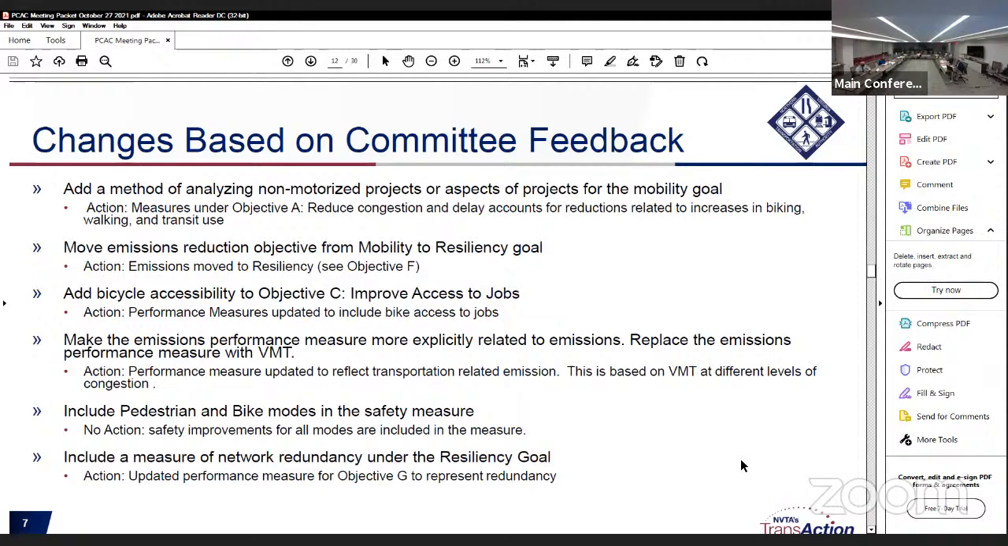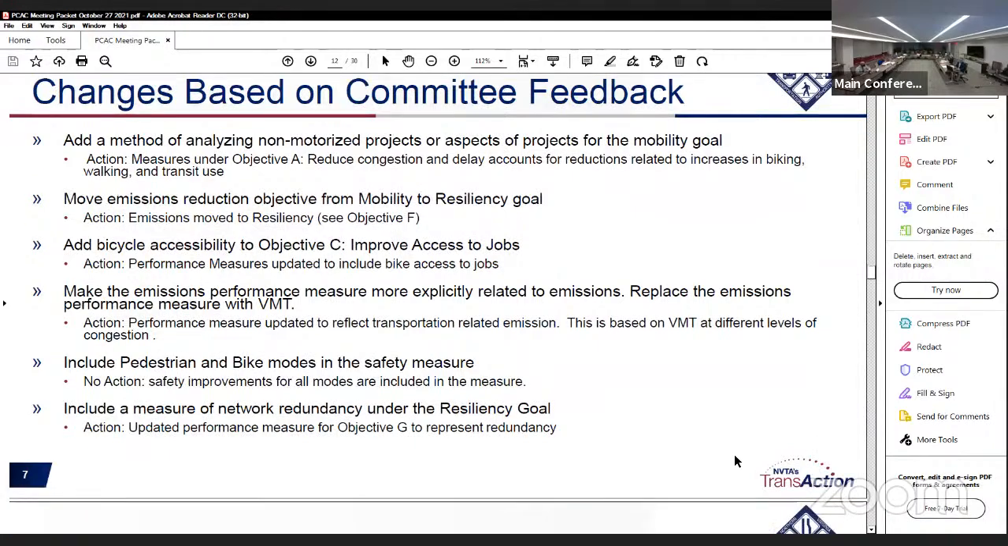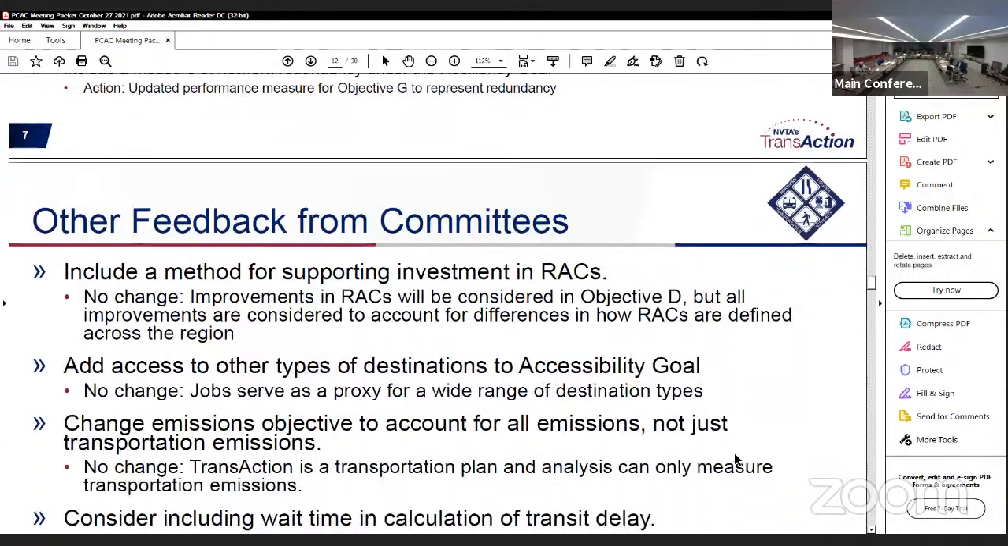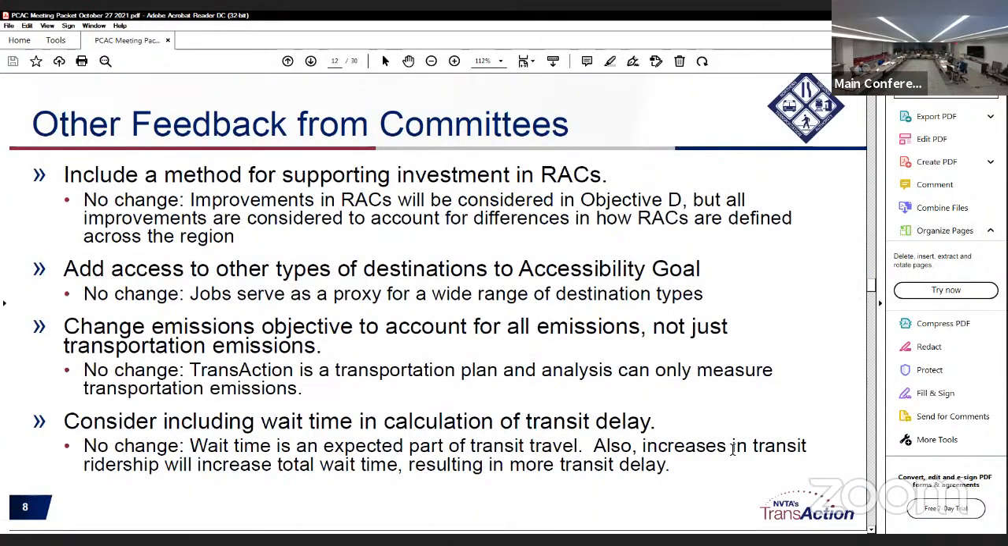We had a request to include network redundancy under the resiliency goal. We'll look at that a little more closely, and have updated under an existing objective how we're going to address that. Those were some of the changes that are related to committee feedback. Other feedback from the committee: include a measure for supporting investment in the regional activity centers.